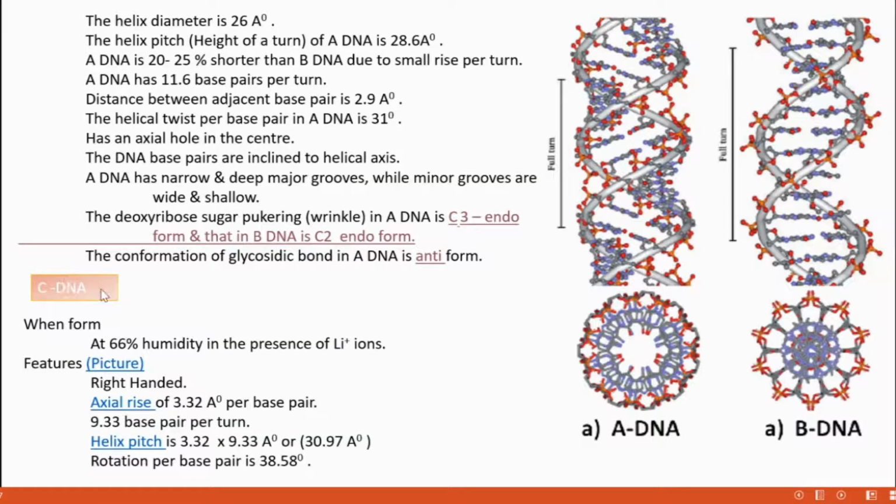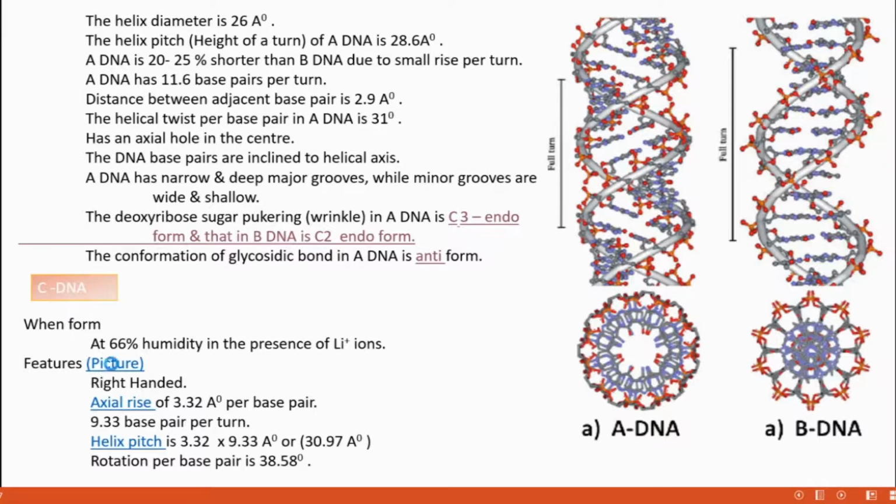Then we are moving to C-DNA. So A-DNA is over, B-DNA also over. Regarding C-DNA, when this type of DNA forms out of B-DNA, what condition forces normal DNA to occur in this C-DNA form? When the humidity is 66% and there are lithium ions. Under those circumstances, what will form? C-DNA. DNA exists in C-DNA form.